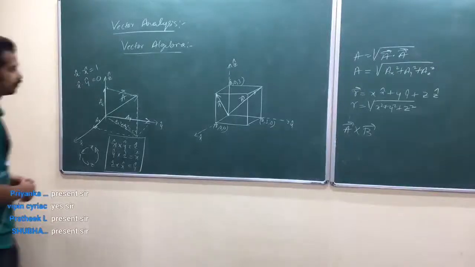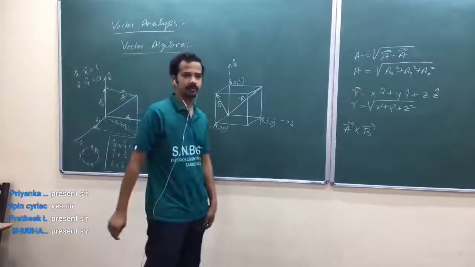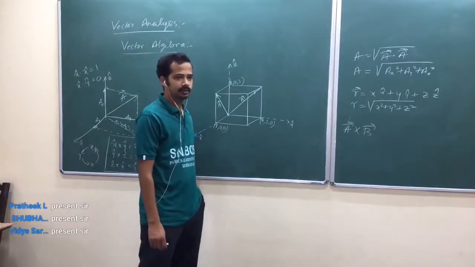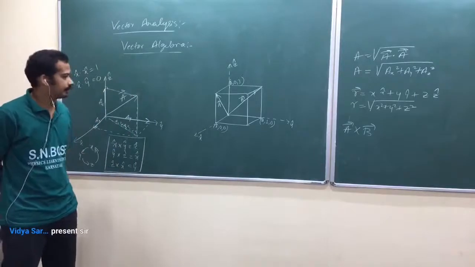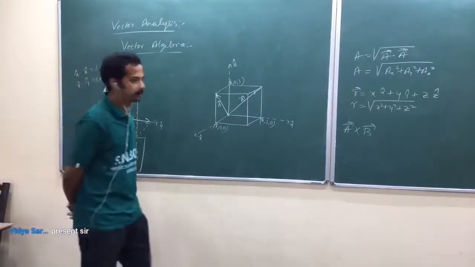So how do you do it? Define vectors A and B in coordinate form, and take the dot product: ax bx, ay by, az bz. You know mod A, mod B, cos theta. Am I right? You have to find cos theta.